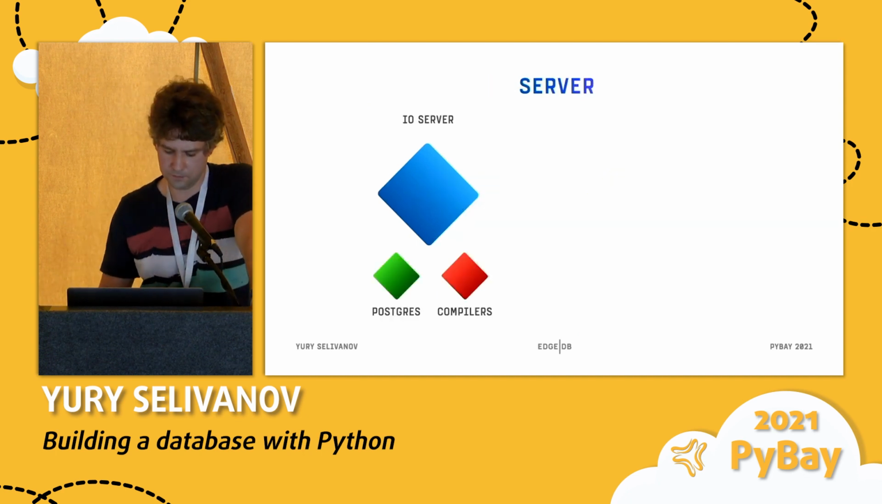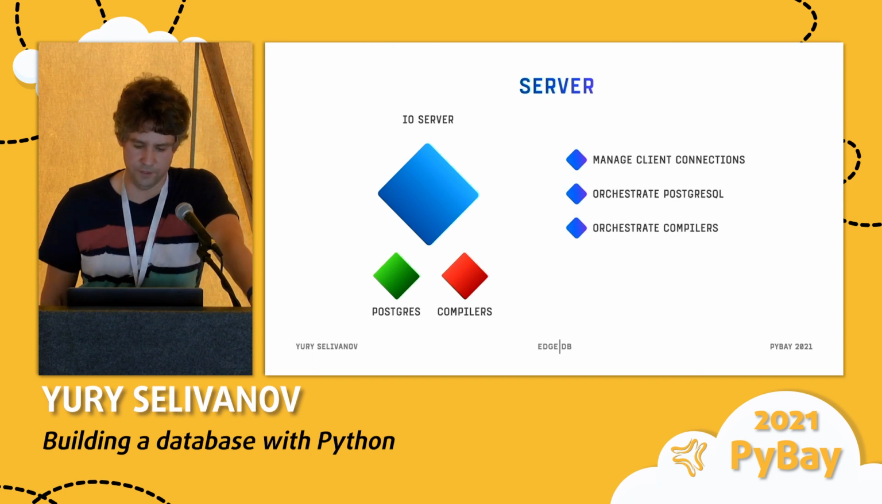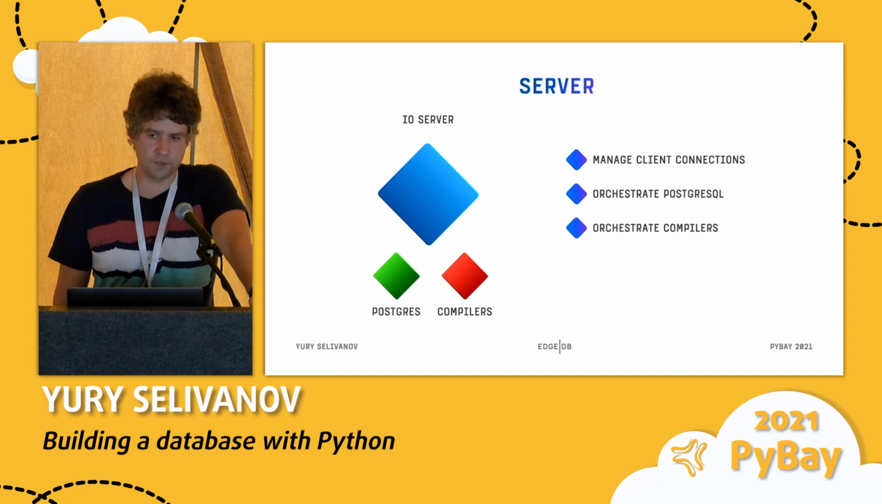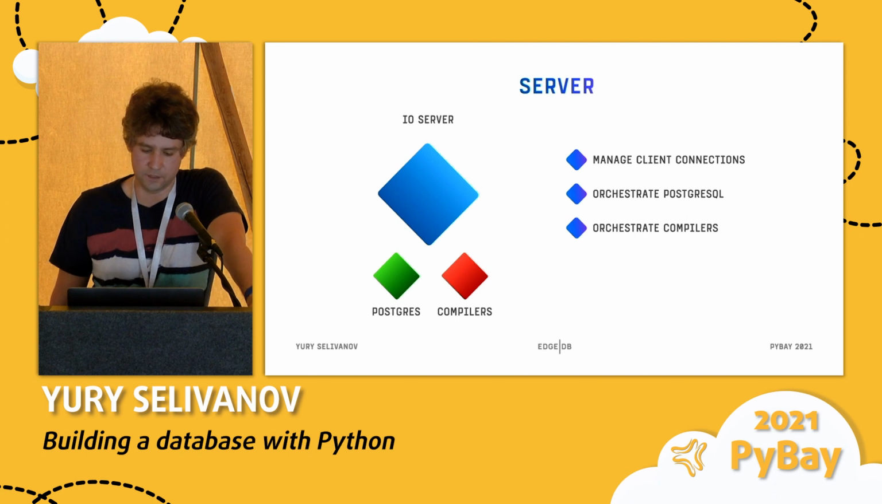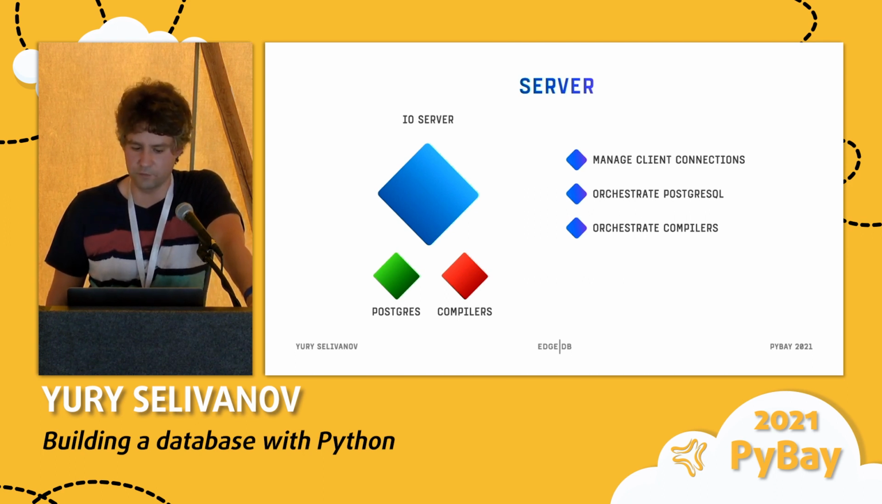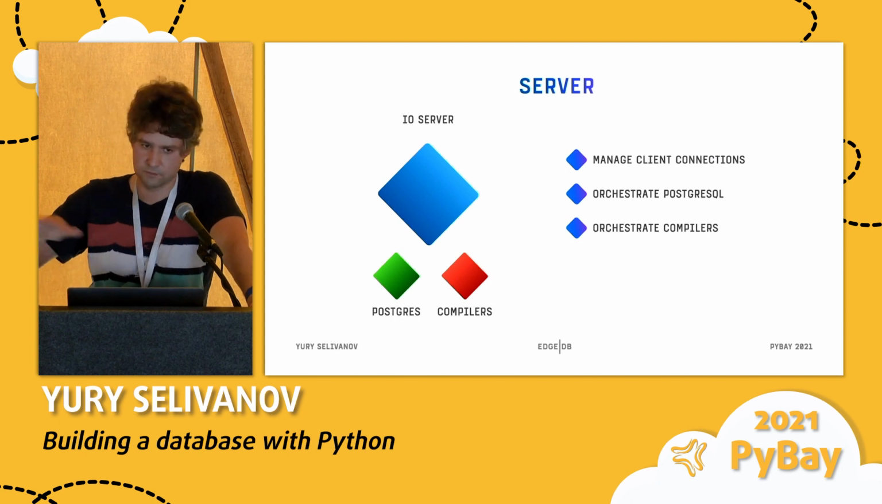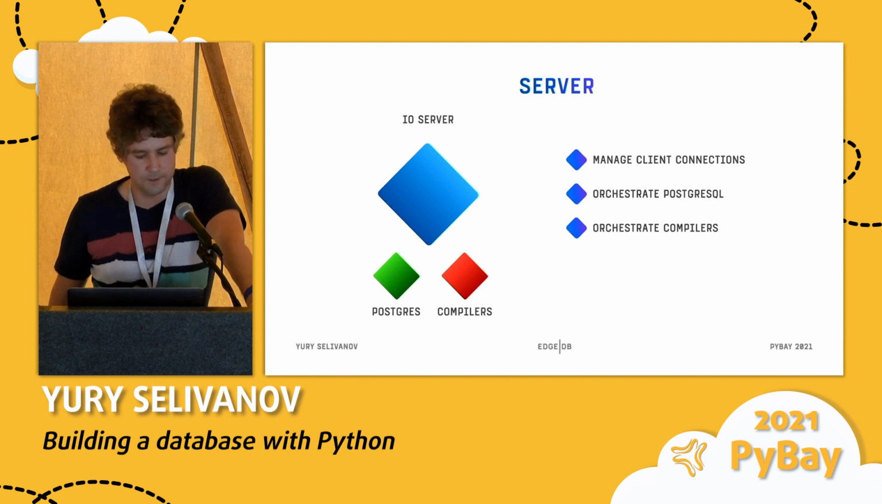So the I/O server part of HDB has just a few things that it has to cover, which is managing client connections to HDB. Then it's about orchestrating PostgreSQL instances. Remember, HDB is built on top of Postgres, so it fully controls and kind of envelopes PostgreSQL. And then to also orchestrate compilers, which we're going to talk about a little bit later.